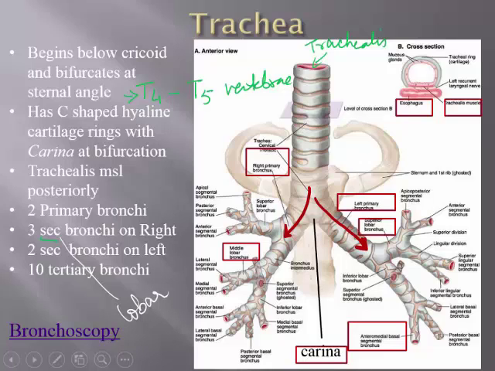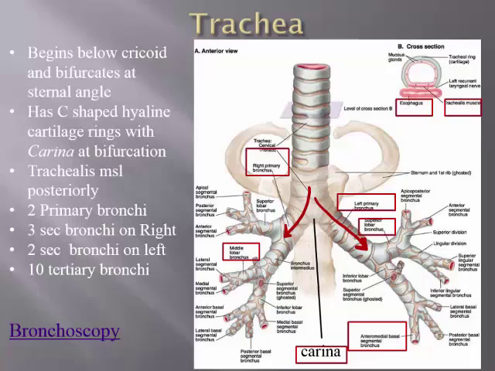There are three lobar bronchi on the right side and two lobar or secondary bronchi on the left, because the right lung has three lobes and the left lung has two lobes. That's why you have three on the right and two on the left. Each secondary bronchus then divides into third level bronchi, which are known as tertiary bronchi. There are 10 tertiary bronchi in total in each lung. The left may have 8 because 2 may fuse, but for all practical purposes, we have 10 tertiary bronchi.